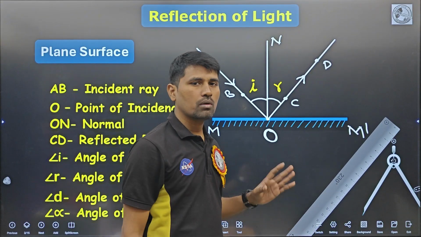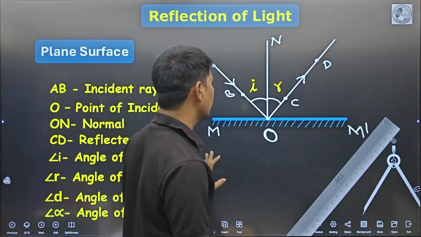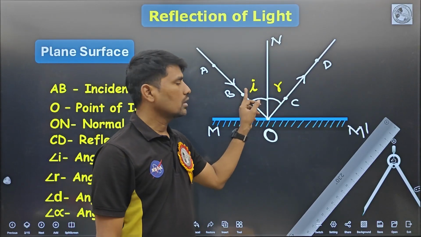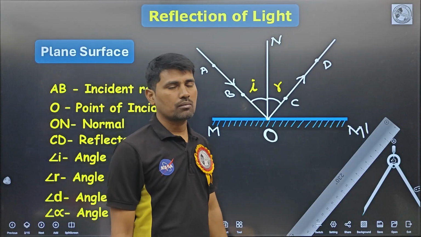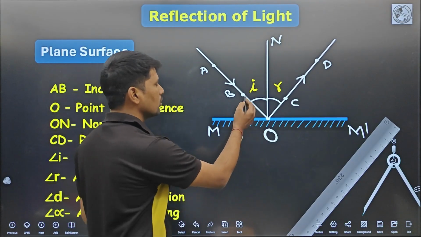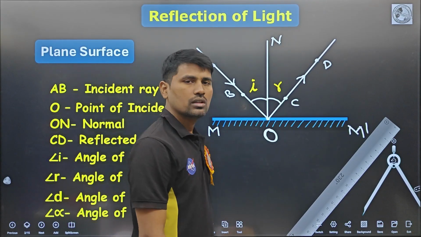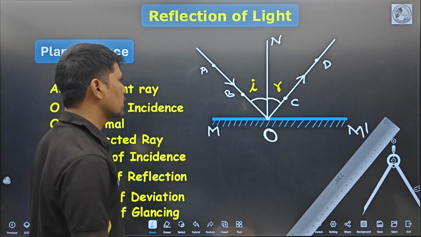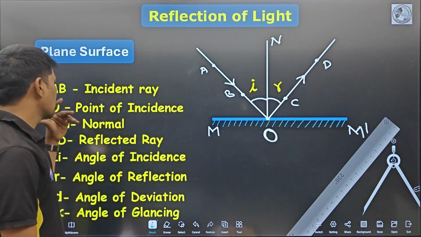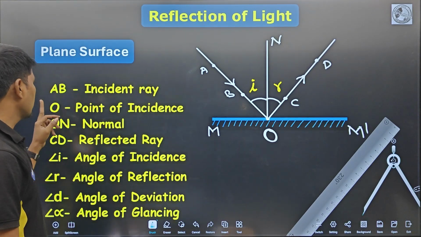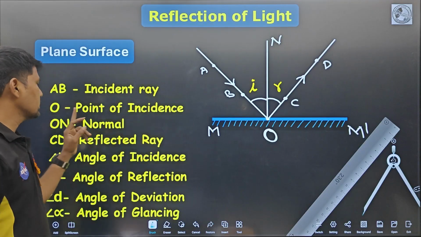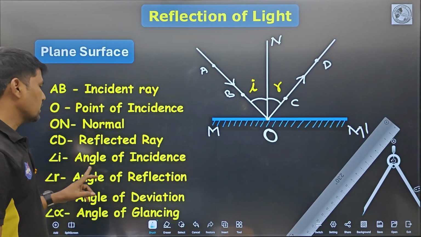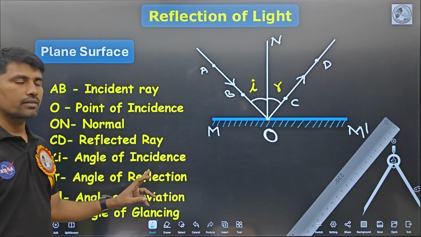It may be simple, but conceptual understanding is very important. The incident ray and reflected ray always make equal angles with the normal. For example, if i is 30, then R is also 30. I hope you understood. This is the reflection involved in the plane mirror. So we understood: incident ray AB, O is the point of incidence, ON is the normal, CD is the reflected ray, i is the angle of incidence, and R is the angle of reflection.